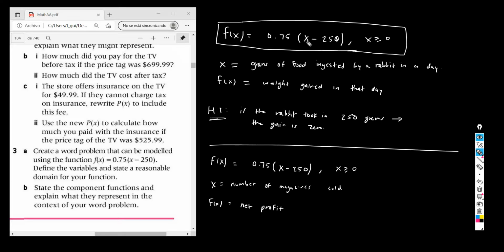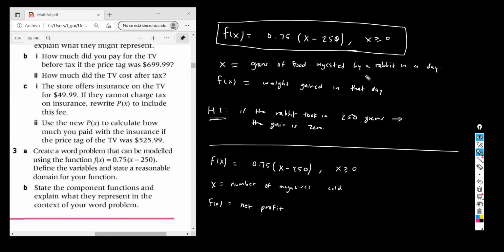And anything above 250 will make the rabbit gain weight, right? And anything below 250 will make the rabbit lose weight, because if this number is less than 250, it's going to be a negative number, and times this, it's going to be a negative number. So you're going to have a weight gain of a negative number, and that needs to be interpreted not as a weight gain, but as a weight loss. You see my point? That's all it is.